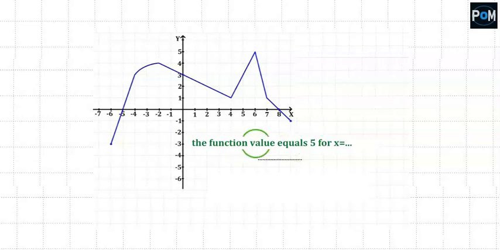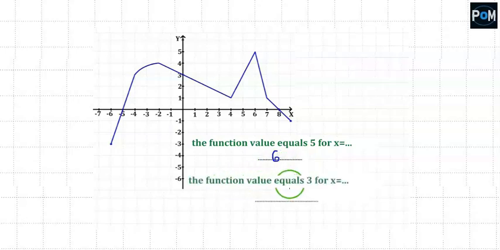Since we are asked about the x's, and we know the function's value, we are looking for values on the y-axis. The value should be 5. It's as if it's the value of temperature. At what time was the temperature equal to 5 degrees? It was in that place, meaning the function takes the value of 5 when x is equal to 6. The function value equals 5 for the x equals 6, and only for this one x is it so.